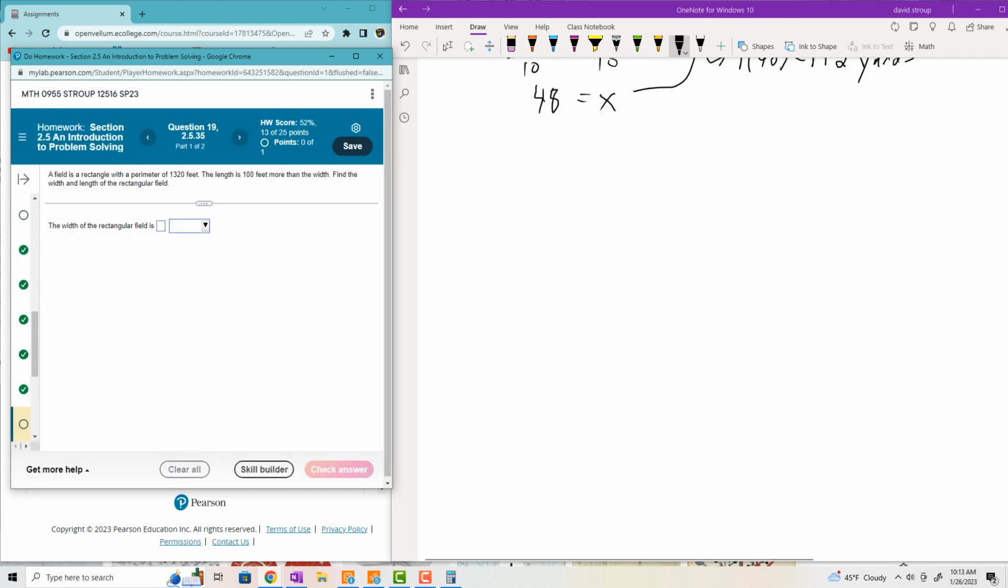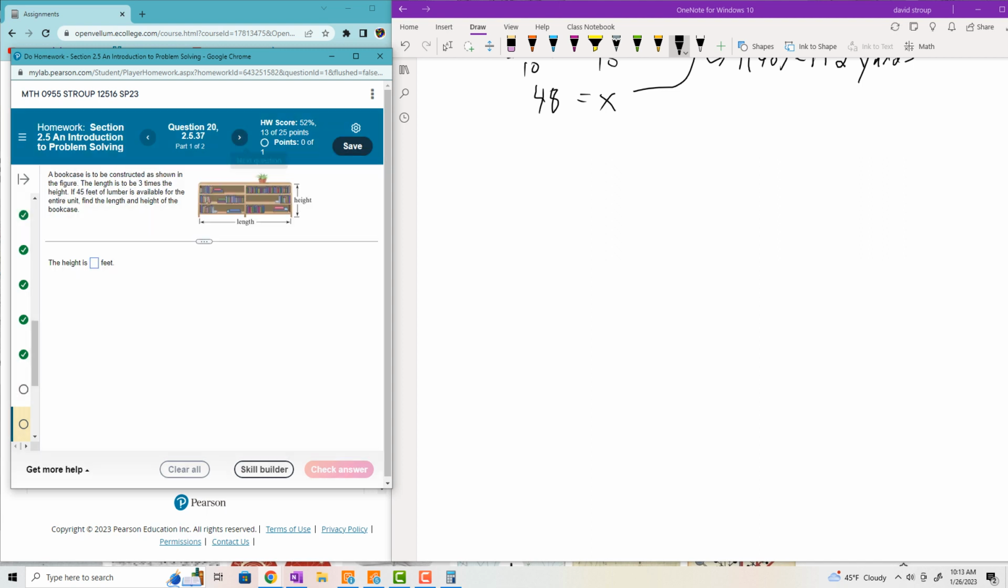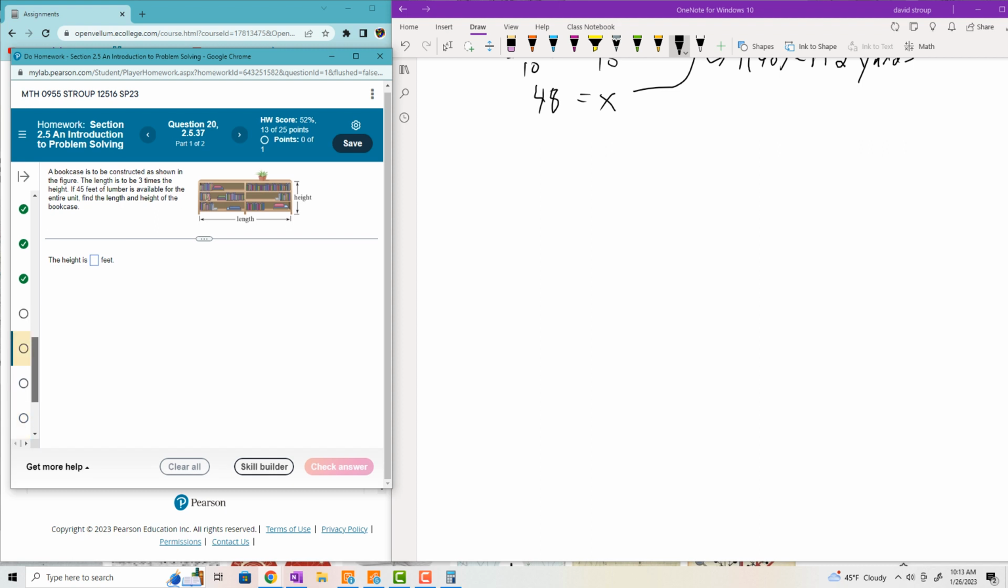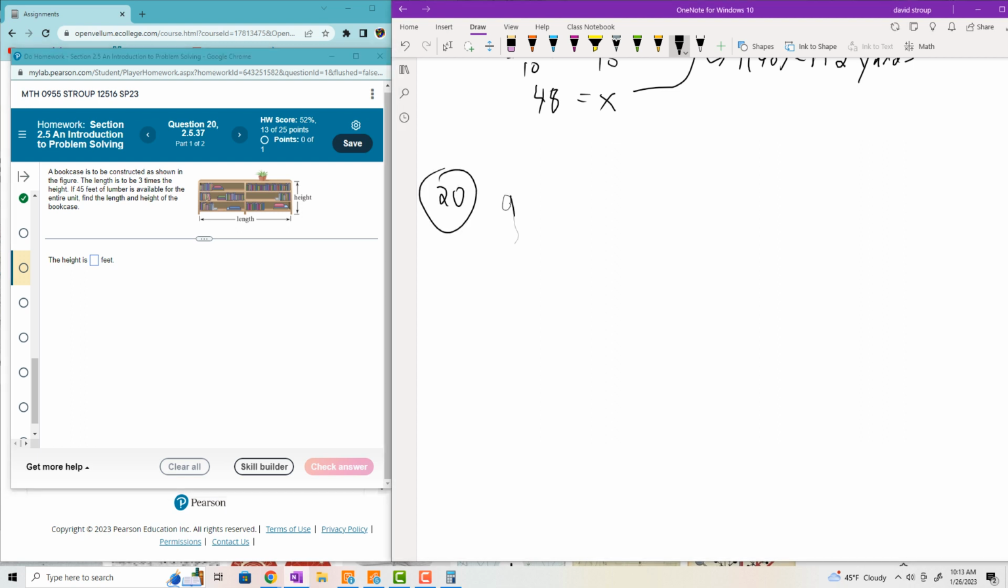Okie dokie. This is about the same type of problem. Let's get another one. This is the bookcase problem. I usually will include this on tests. Let's just go through it really quickly. You have this big bookcase, 3 shelves, I guess, and then a divider in between. It's saying that the length is 3 times the height.